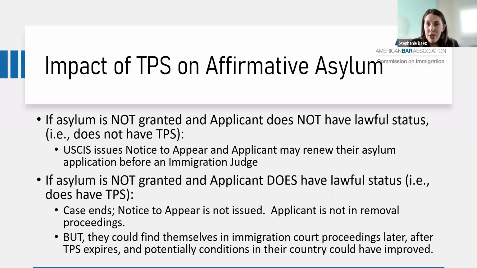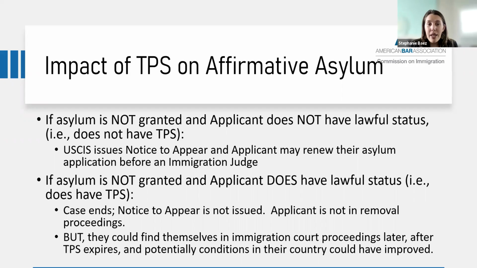So that's important background to know, again, for the TPS context, as we're evaluating the options for our clients who are in removal proceedings. If we're going to decide whether to dismiss removal proceedings, we need to know what other option for asylum our client would have if they're not in court. Then they could apply for affirmative asylum. Some things to be aware of.